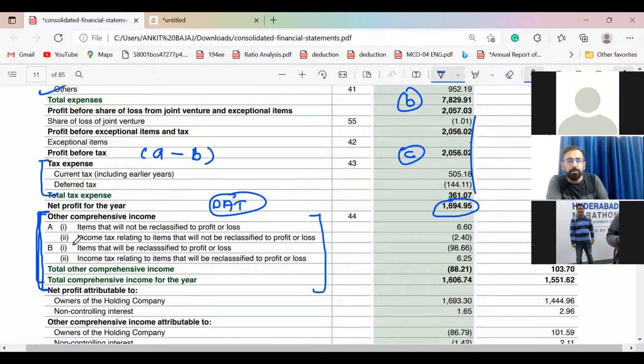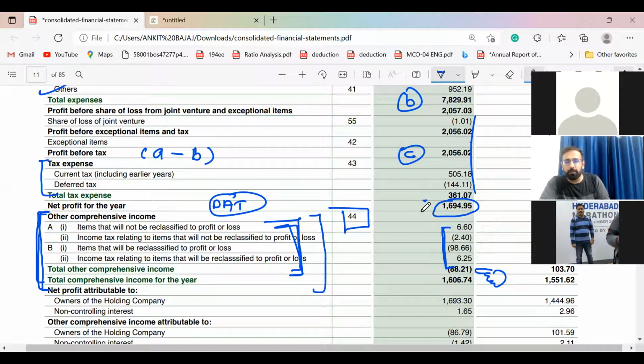We will see the schedule, the note of other comprehensive income, that is note number 44. We will see it in detail, but right now you can assume that this is revaluation gain or loss, right? There are several line items which you have to check, but right now you assume it is a revaluation gain or loss. You can see here they have adjusted their revaluation gains and losses also, right? This value is negative, that is minus 88.2 crore rupees, right?